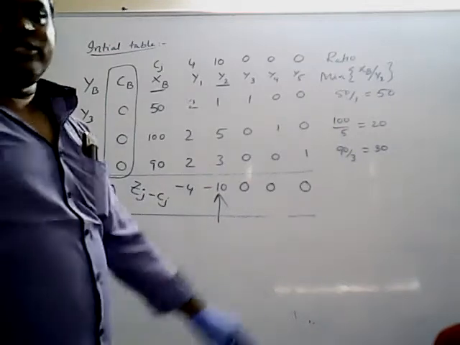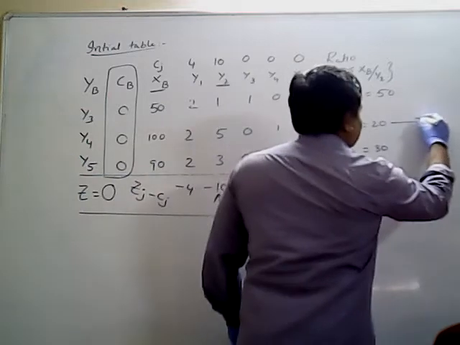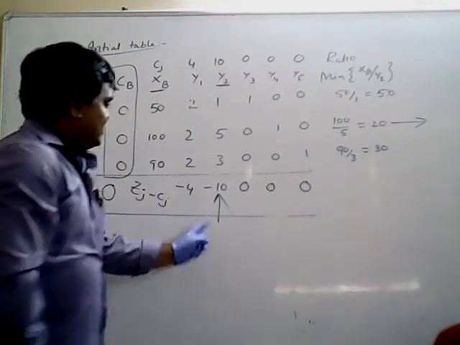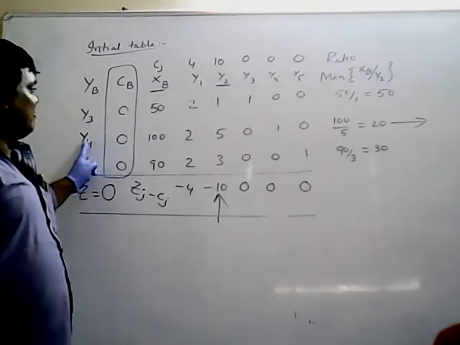Identify the least positive. What is the least positive? 50, 20, 30. Least positive. What is the least positive? 20. 20 means this deletes. This variable enters. Y2 will enter here. And which variable is deleted? Y4 is deleted.